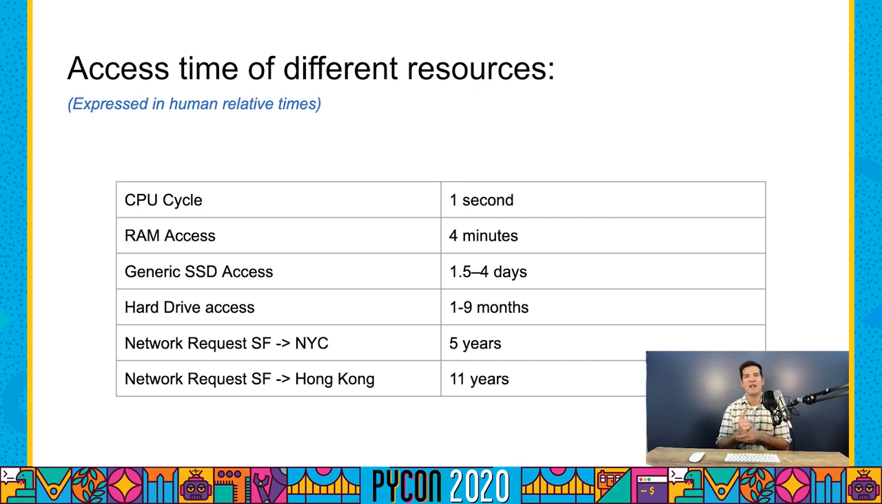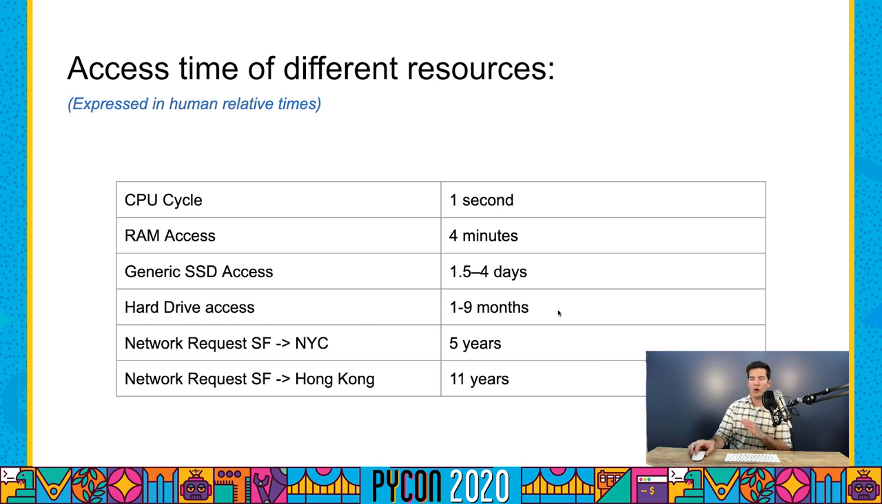If one CPU cycle is 1 second, accessing memory, which we know is fast, takes 4 minutes. That's how much slower memory is compared to the CPU. Accessing your hard drive, even if it's a solid state drive, is going to take 1.5 to 4 days. That's how slow it is.